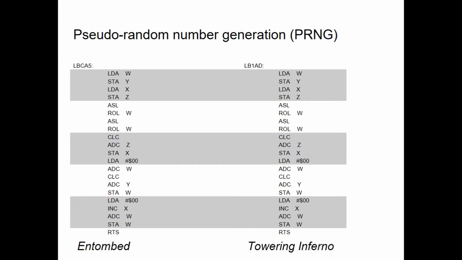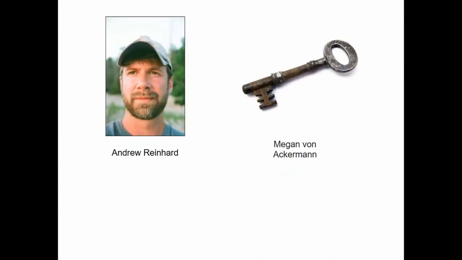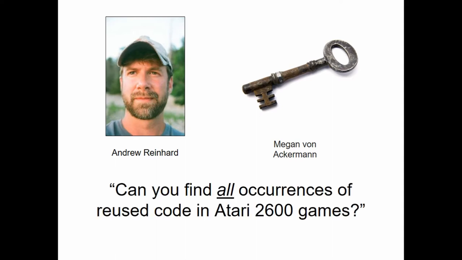Now, after I gave this talk last year, I was talking with Andrew Reinhardt and Megan von Ackerman. I apologize, I don't have a picture of Megan. All I remember of her is that she studied medieval locks and keys. This is appropriate because their question is actually the key to this research. What they asked me was this: can you find all occurrences of reused code?